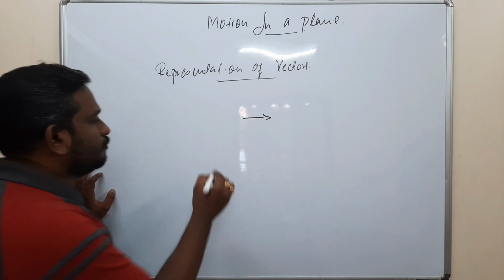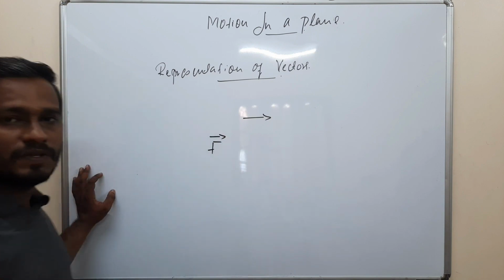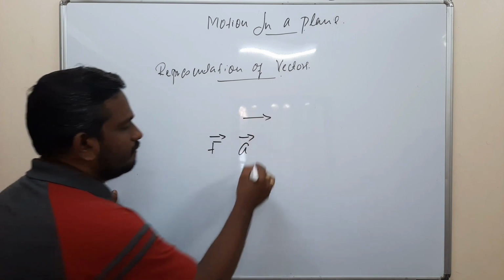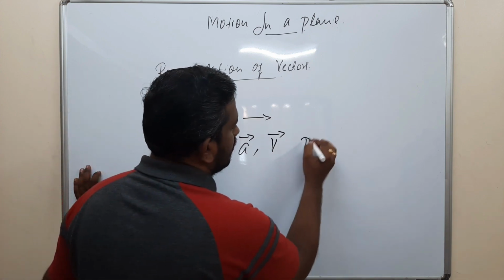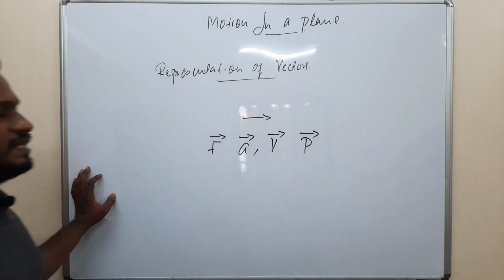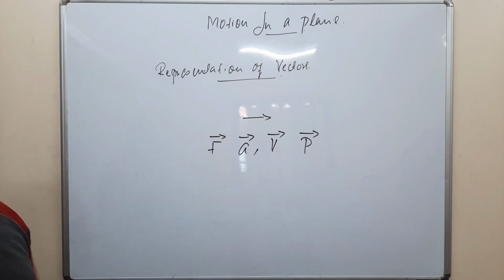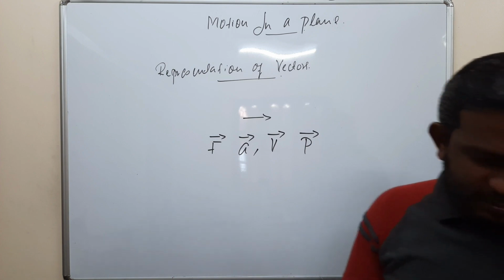For example, force is a vector quantity, so we write it as F vector. Acceleration is a vector quantity. Velocity is a vector quantity. Momentum is a vector quantity. So this is the way of representing vectors: a vector can be represented by a straight line with an arrowhead.